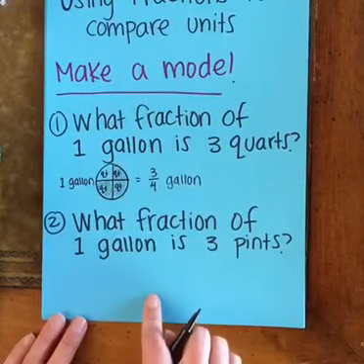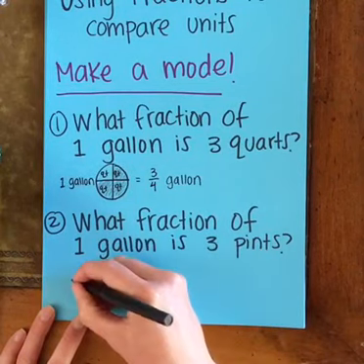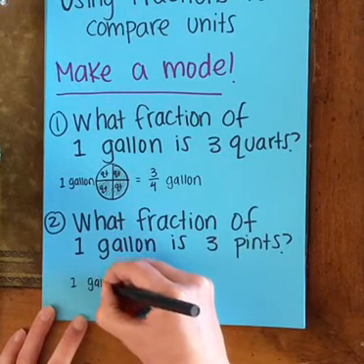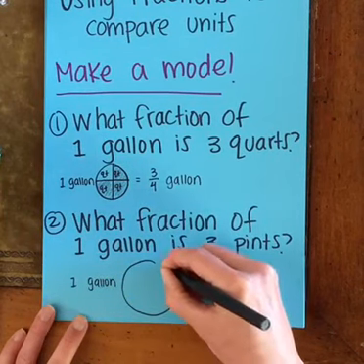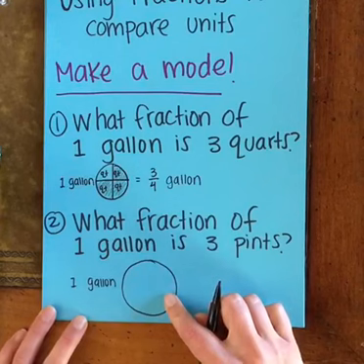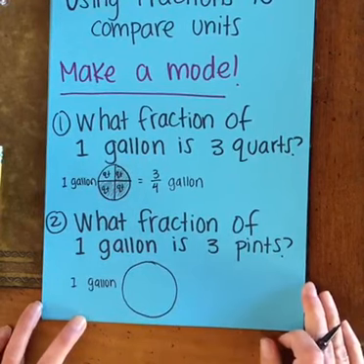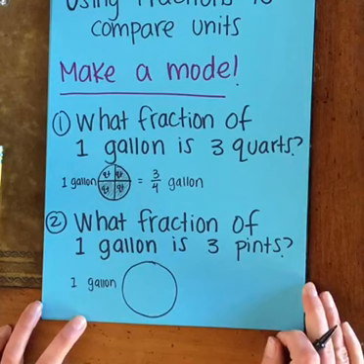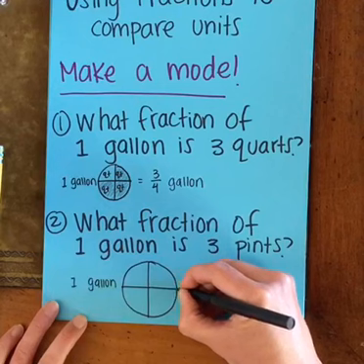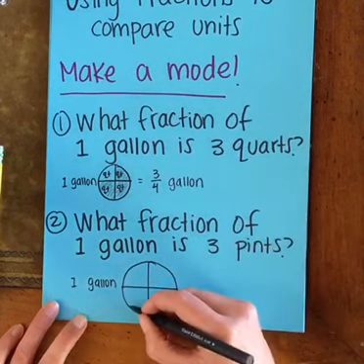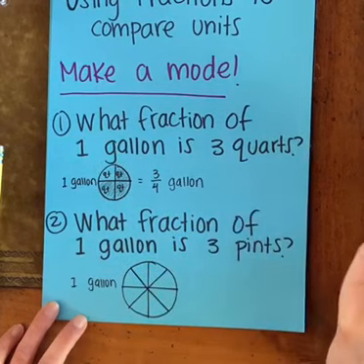Let's do the same thing down here. What fraction of 1 gallon is 3 pints? Well, let's draw 1 whole gallon as a bigger circle because I'm splitting it up into smaller pieces. And I'll look at my conversion table, which is on page 275 of your workbook, that tells me that there are 8 pints in 1 gallon. So I'll split my 1 gallon model into 8 pieces. I'll start with 4ths, and then I'll split those in half, and I have 8ths.